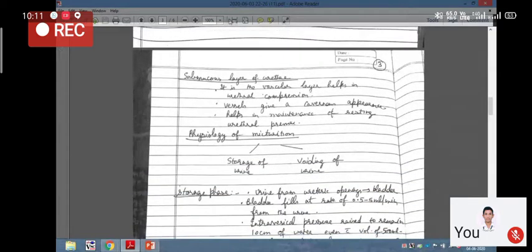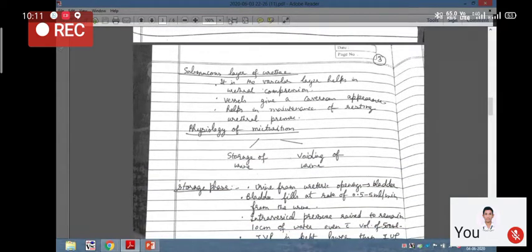Now, the submucosal layer of the urethra also takes part in urethral closure at rest and the voiding of urine. In the submucosal layer is the vascular layer which helps in urethral compression. In this, there is a venous plexus which gives a cavernous appearance, and it helps in maintenance of resting urethral pressure. At rest, the intraurethral pressure is always higher than the intravesical pressure.